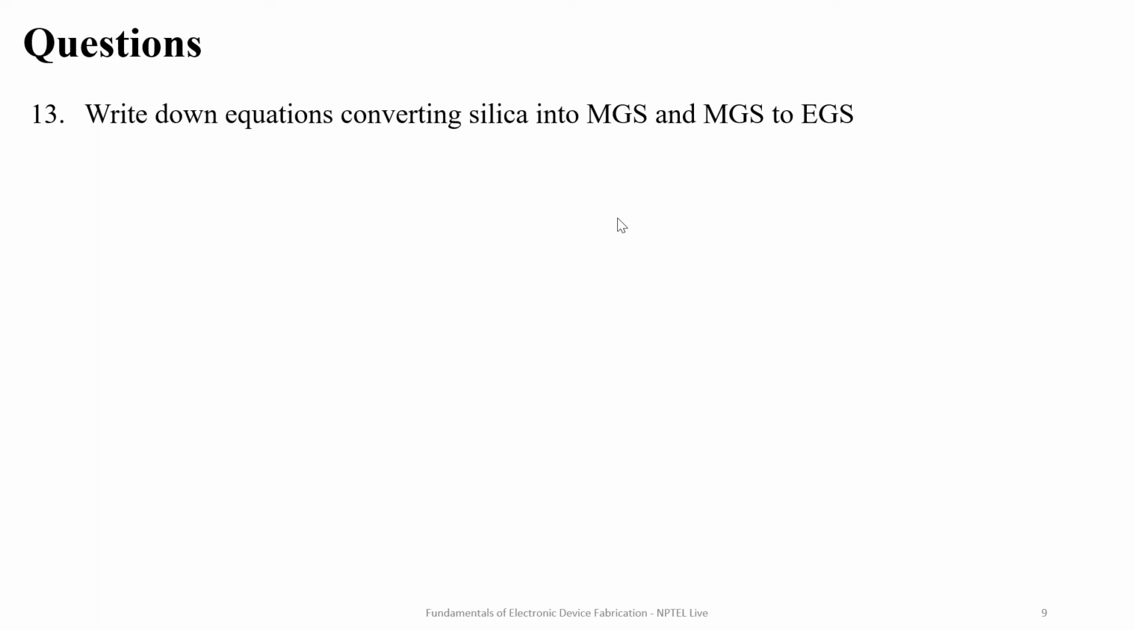Converting silica to MGS: silica means we will have SiO2 as the starting material, and we know it is the submerged arc process. So we will be heating it with carbon. What happens when we heat silica with carbon? That is the first part, and then we will have silicon, and we'll be converting it into EGS, right? That is the Siemens process. So you can try writing the equations down.